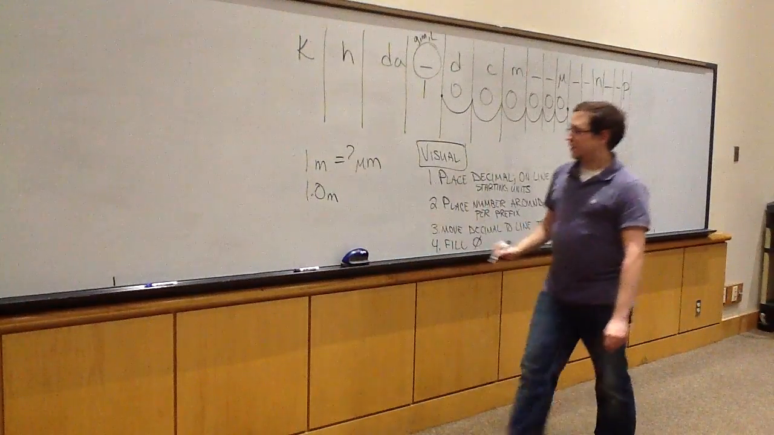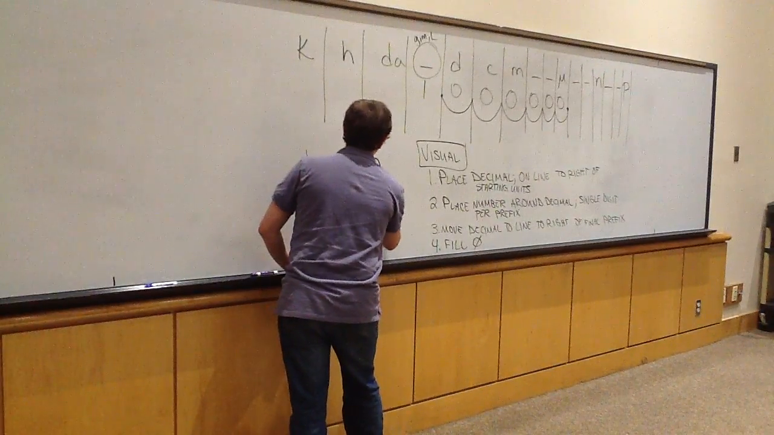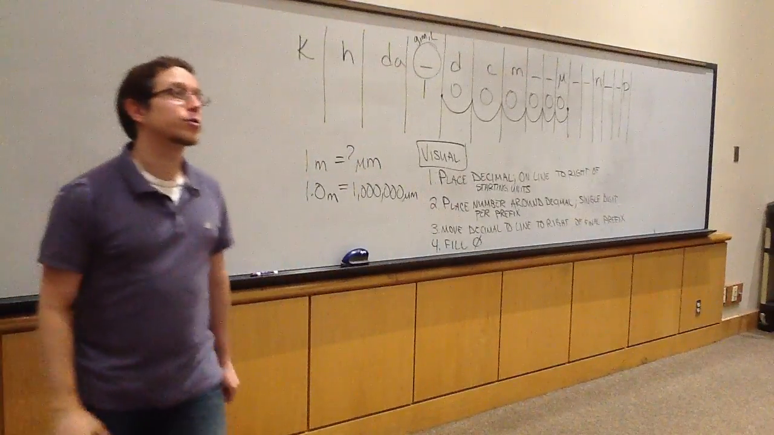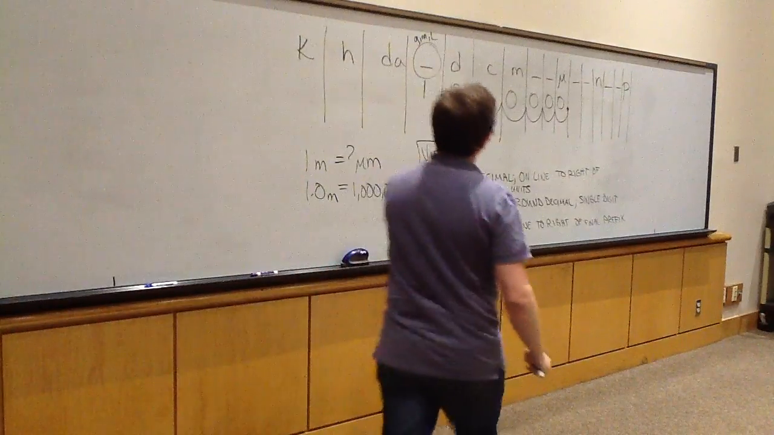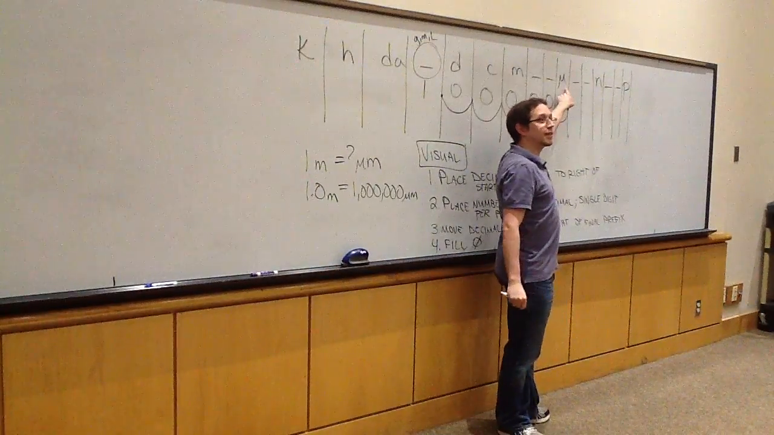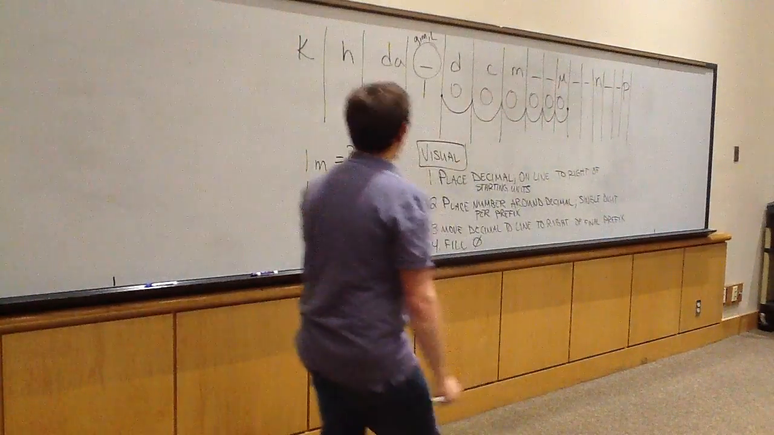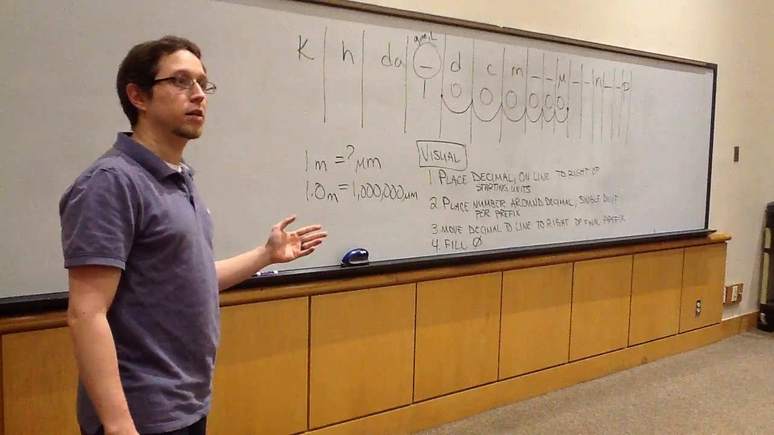And what I would find in this case is 1 meter equals 1 million micrometers, which makes sense because this is 10 to the negative 6th, which means it's 1/1,000,000th of a meter. Any questions, concerns about the visual technique?